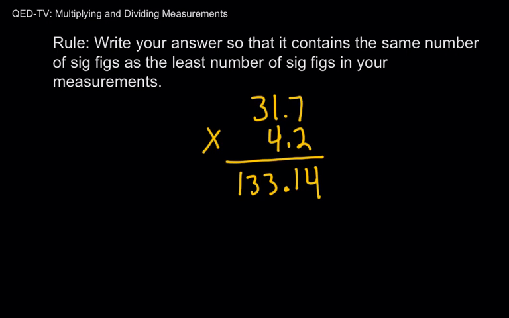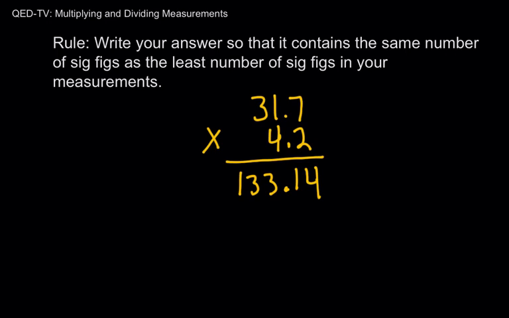But these are measurements, not numbers. So they have ranges. 31.7 actually means somewhere between 31.6 and 31.8. 4.2 means somewhere between 4.1 and 4.3. So how do I write out my answer? Well, sometimes people get really confused, and if you're thinking about adding and subtracting, you might think, well, both of these went to the tenths place, so maybe my answer should go to the tenths place. But that's adding and subtracting, and this is a different rule because we're multiplying and dividing.